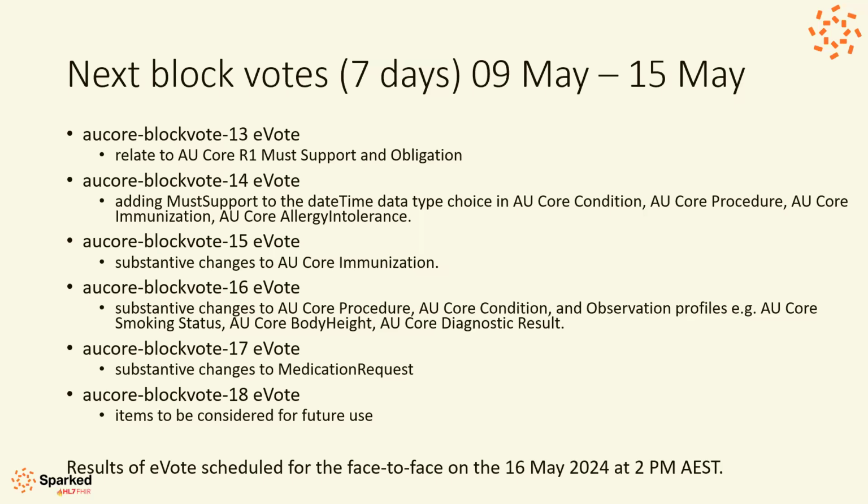There's substantive changes on AU Core immunization that are also still to be decided. We have some changes that were put forward around AU Core procedure and condition, and some of the observation ones. So smoking status, the vitals, and also the AU Core diagnostic result and pathology result. We've also got substantive changes for medication request. And then really a group of items to be considered for future use, which is where we're not saying no. What we're saying is that these can't be addressed in R1.